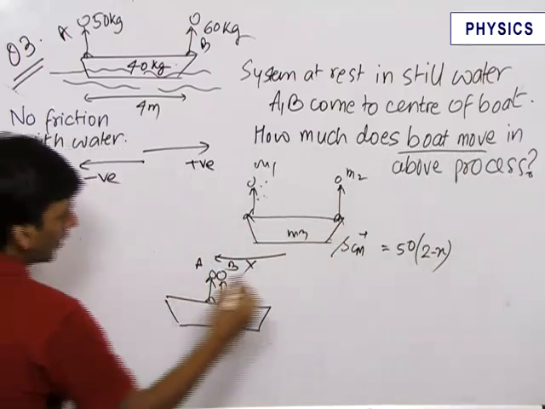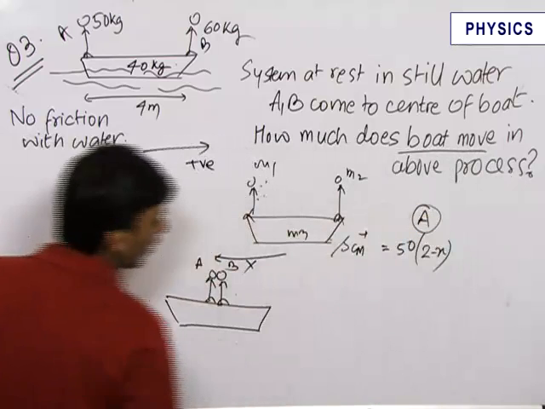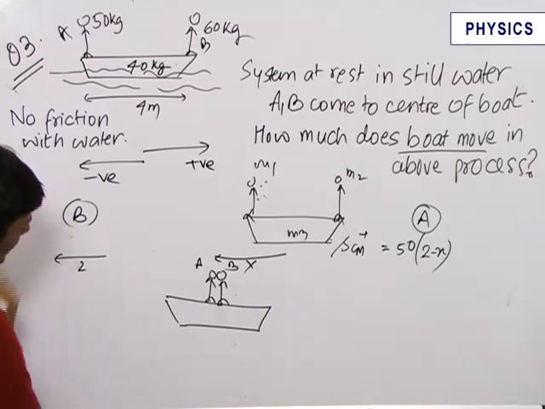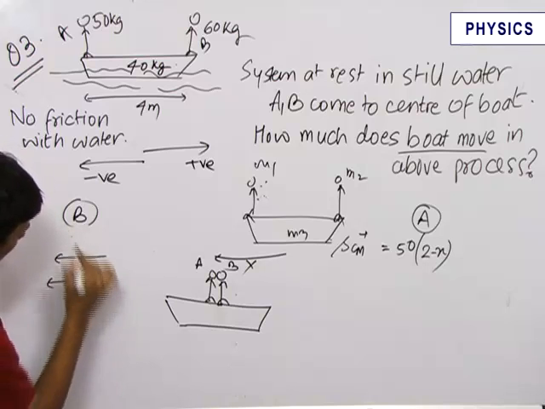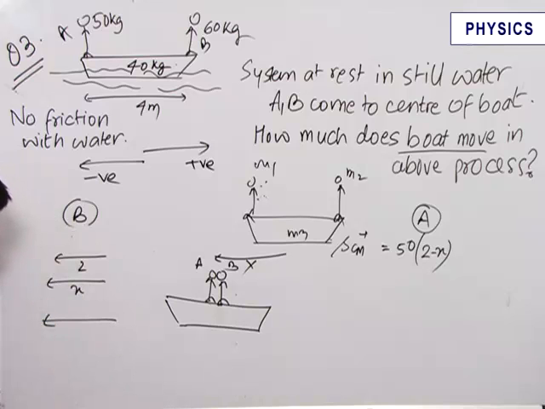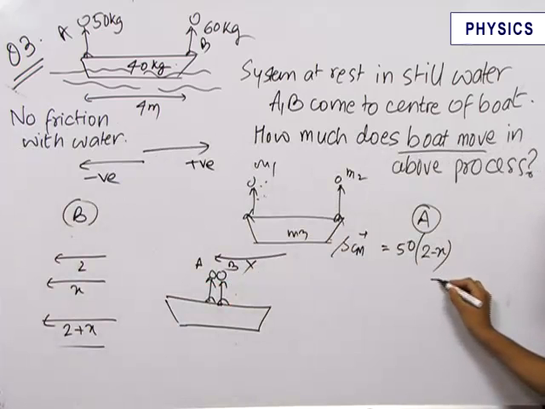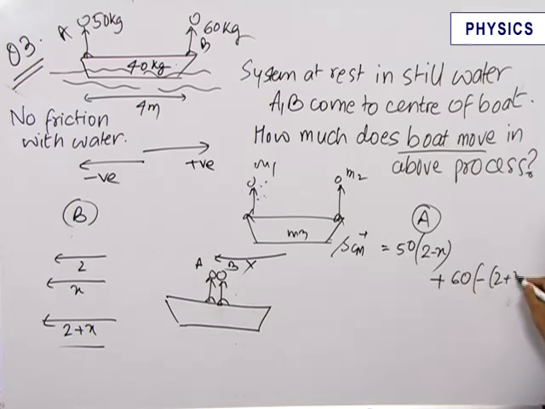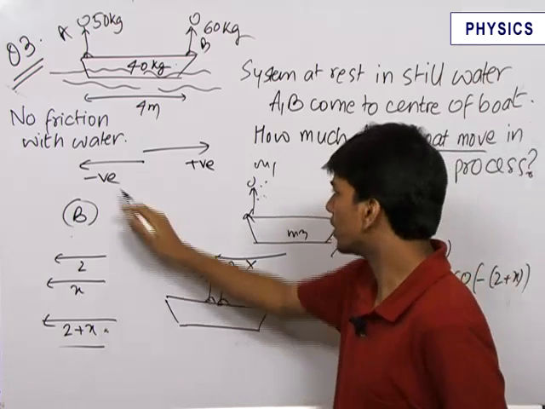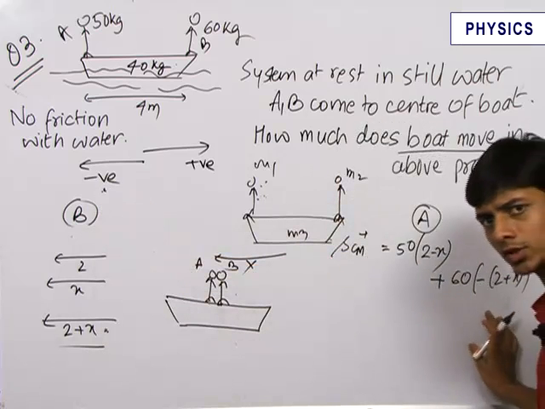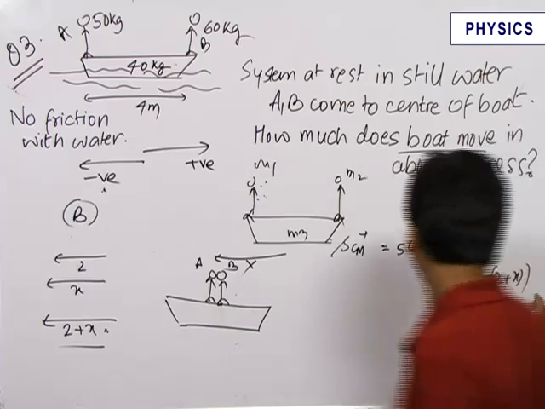Now for the second man, this was for man A. For B, let us see what happens. The displacement with respect to boat is 2 on this side. The displacement of boat with respect to ground is x this side. Therefore, the total displacement is the summation of these two, that is 2 plus x with respect to ground on the left side. So we write this as 50 into 2 minus x plus 60 into minus of 2 plus x, because this 2 plus x is on the left side, which we have taken as negative. So we write this as minus of 2 plus x. This is the place where most of the students commit mistakes. So be careful over here.